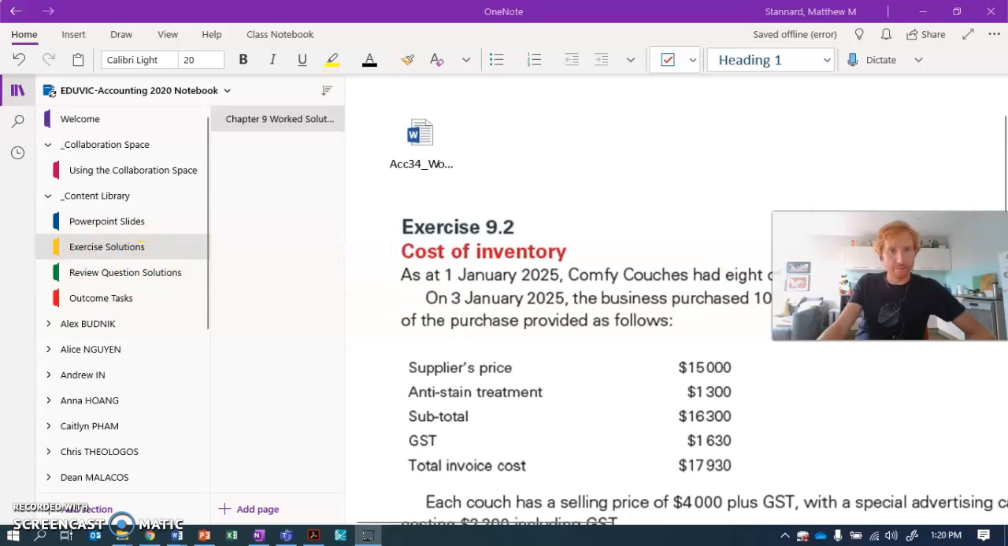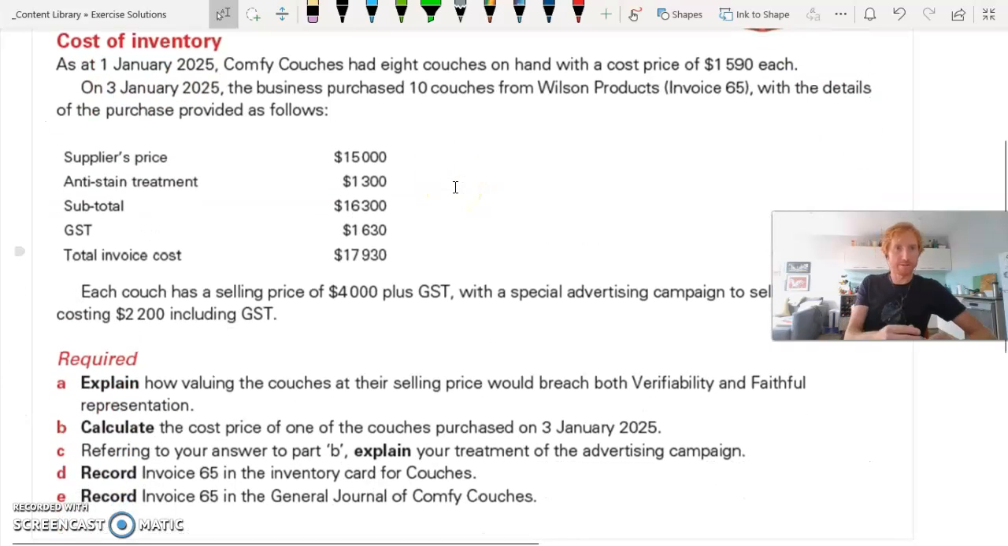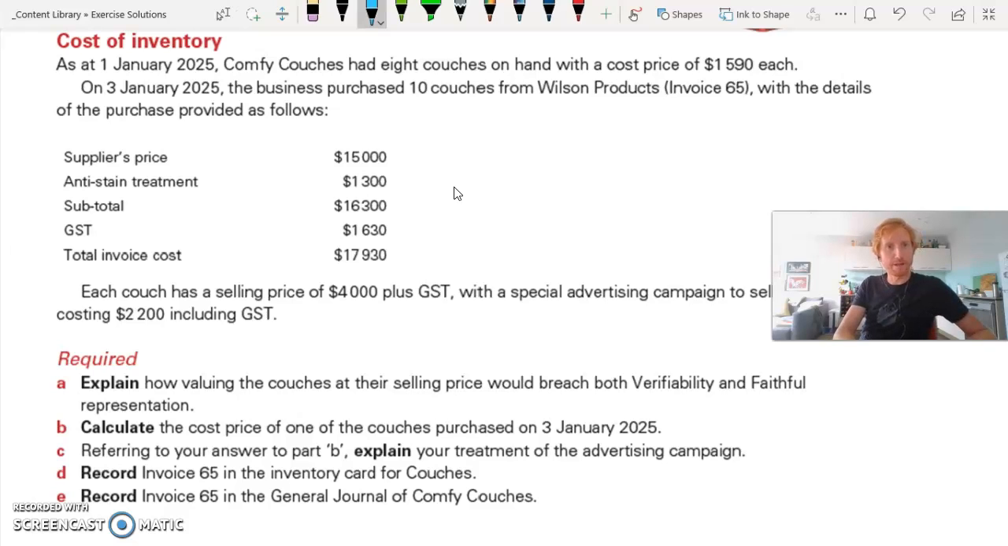Alright, so in OneNote you can full screen just by using this button up here. Here, exercise 9.2, cost of inventory. As at 1st of January 2025, Comfy Couches had 8 couches on hand with a cost price of $1,590 each. Then on the 3rd of January, the business purchased 10 couches from Wilson's Products for invoice 65. So that means that this is your accounts payable.